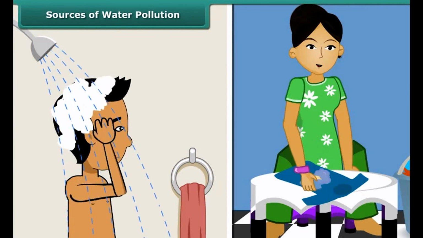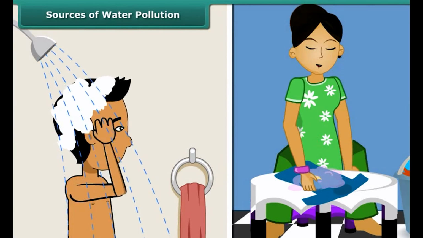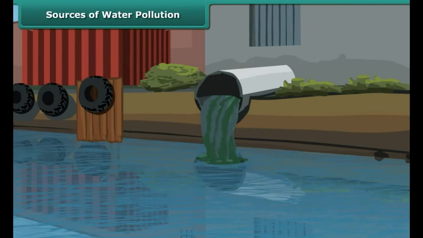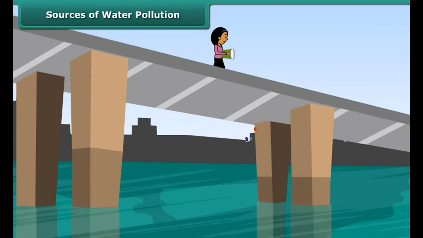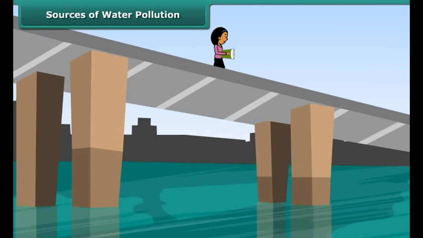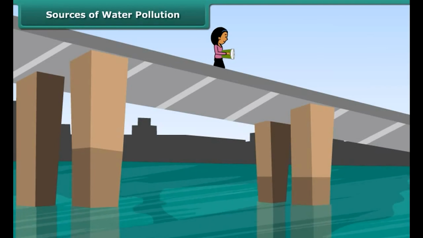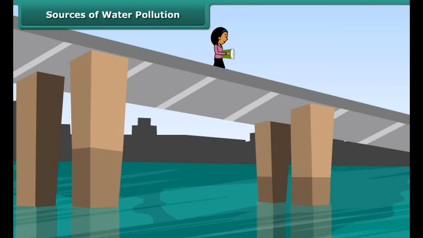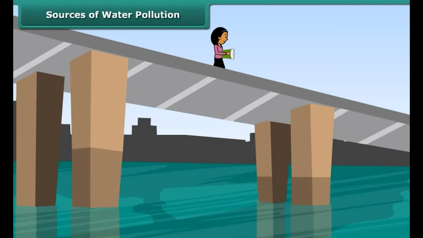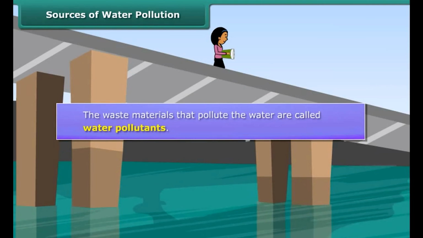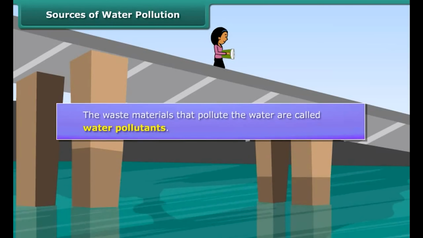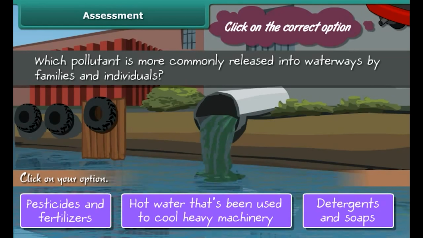Also, people bathe, wash clothes, and defecate in the rivers and ponds. They also throw garbage, flowers, and non-biodegradable polythene bags into the river. Many rivers have become dead due to a high level of pollution, and aquatic life cannot survive in them. The waste materials that pollute the water are called water pollutants. Let us check your understanding on the topic covered.